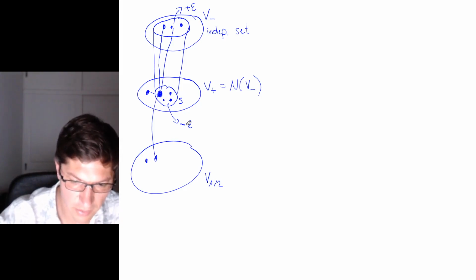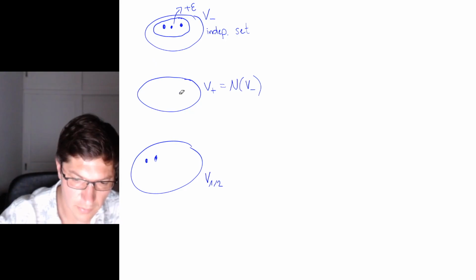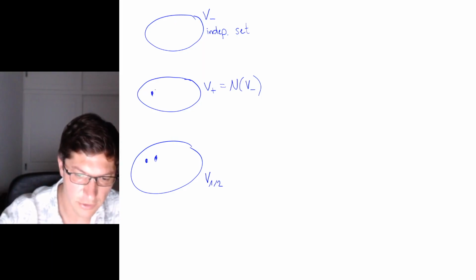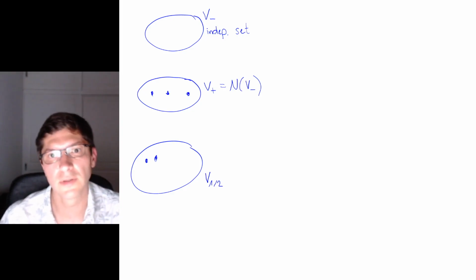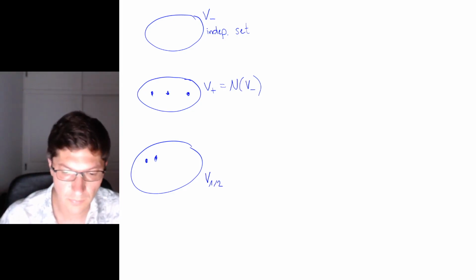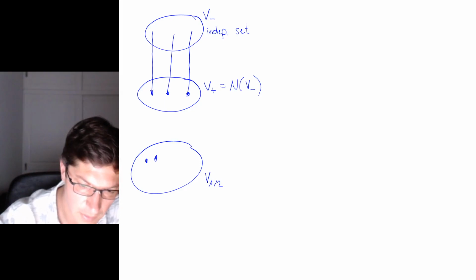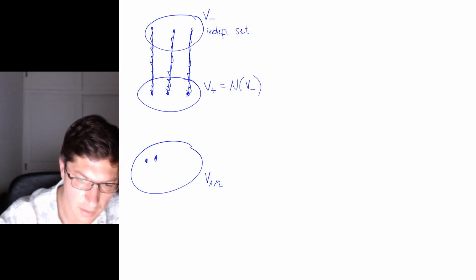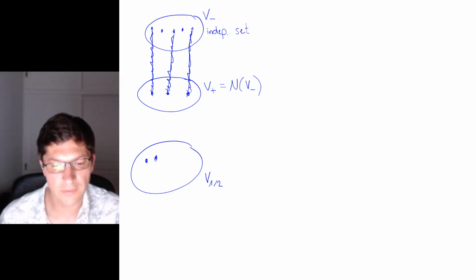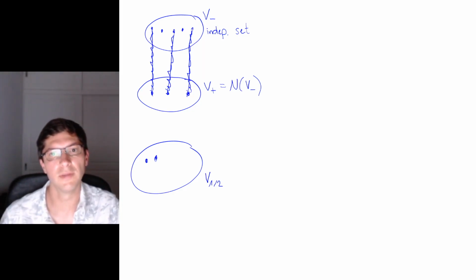So by using Hall's marriage theorem, let me clean this up a bit. Now we conclude that we actually have a matching that saturates V plus. So that's a special case where the set is the whole of one side of the bipartition. So we must have such a matching where every vertex of V plus is saturated. In V minus, we might have additional vertices that are not saturated by the matching, but everybody in V plus is saturated.